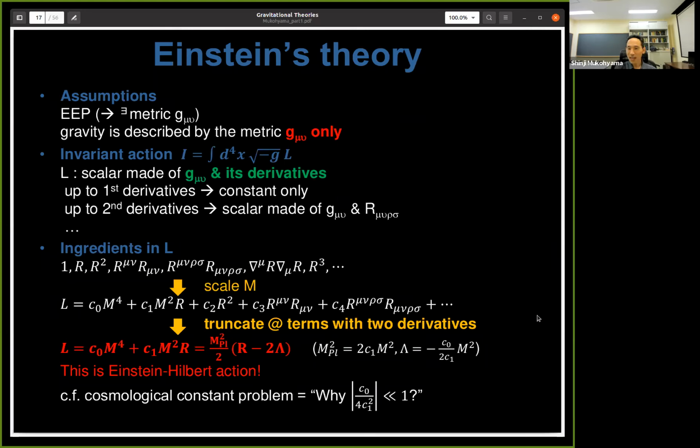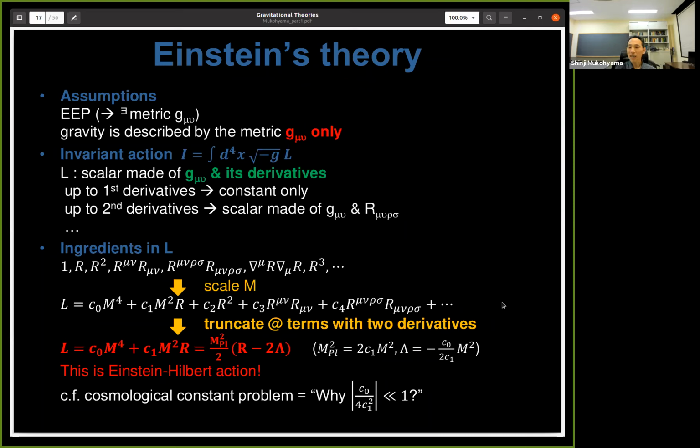And I don't want to do that. Also, I'm interested in gravity at long distance and long time scale compared to the so-called Planck scale. Once we assume that this scale M is of order the Planck scale, namely that C1 is order 1, then at energy and time scales lower than M Planck, we can forget about all of them. So I throw away all of them.